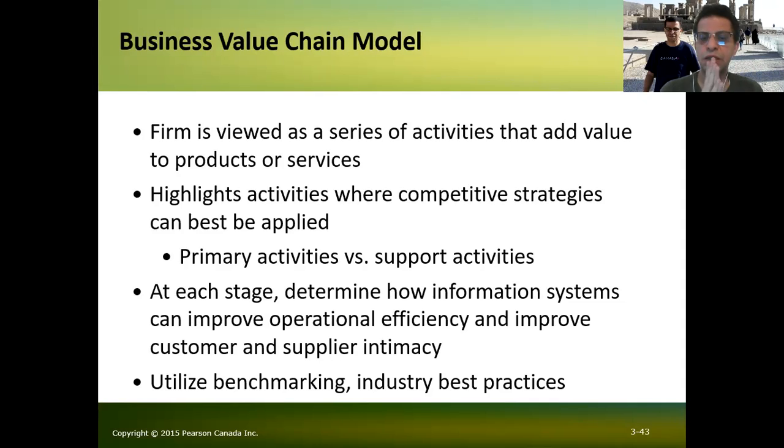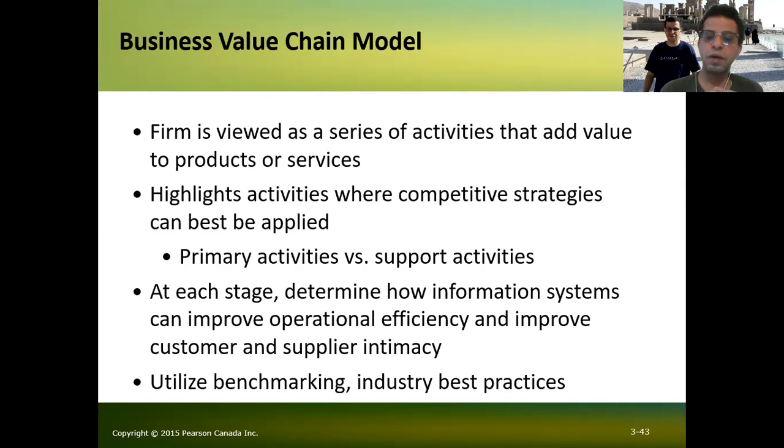So a firm is viewed as a series of activities that add value to the product or the service, which highlights activities where competitor strategies can best be applied, primary activities or the support activities. And so, as we said, the primary activity is probably giving you a good car, but also providing you support activities, which is the service. If they offer 24 hours, 7 days a week roadside assistance, this is like a support activity.